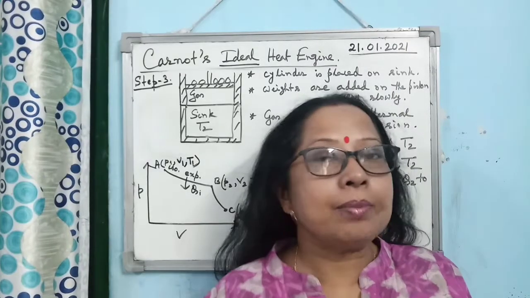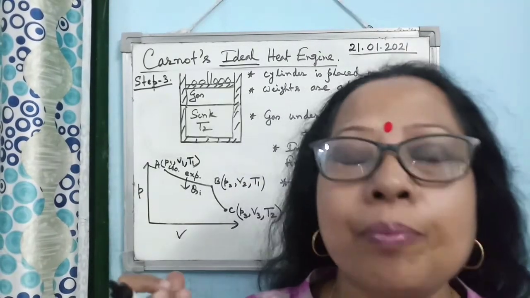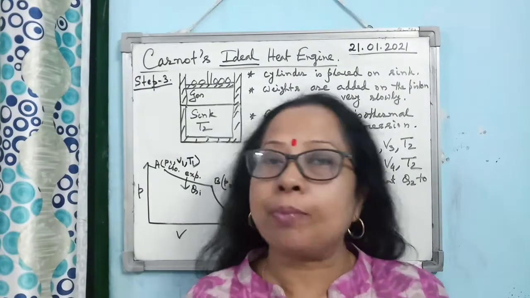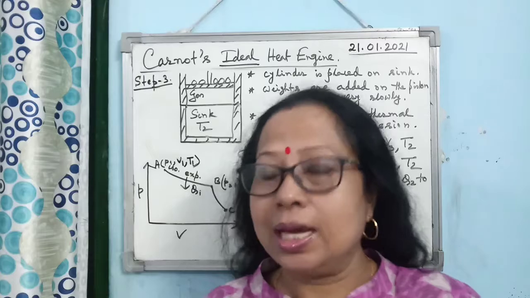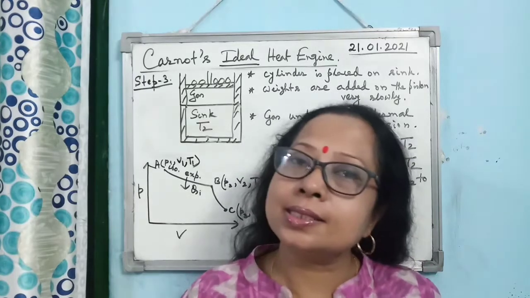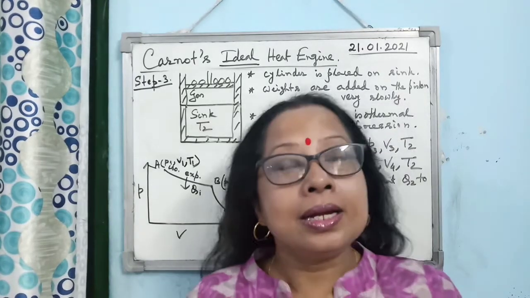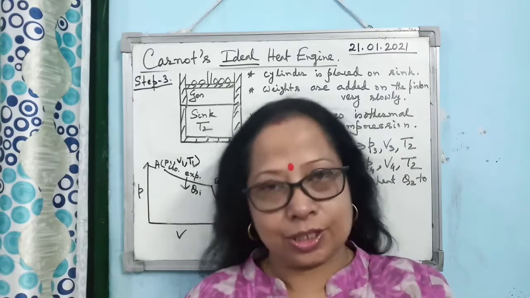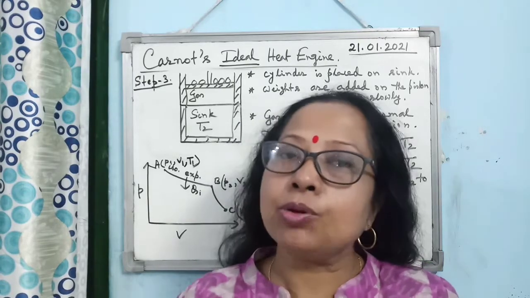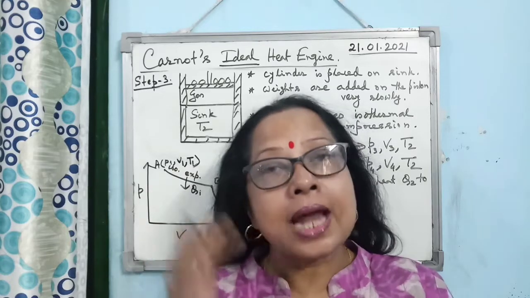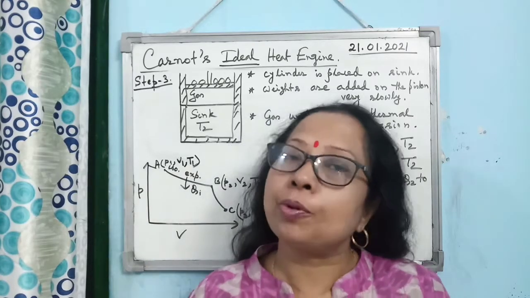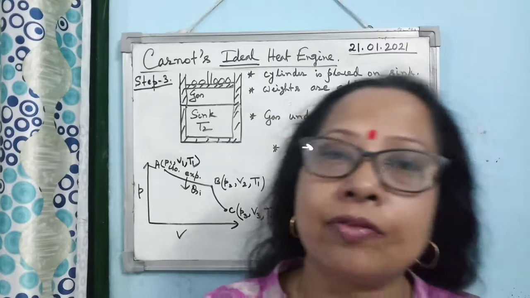I hope you can remember, at the end of step 2, what was the temperature of the gas? T2. What is the temperature of the sink? T2 only. So now what is done? The cylinder is kept on the sink and now you start adding the weight. In the first 2 steps, you have removed the weight from the piston. Now in the third and fourth step, what you have to do? You have to add the weights.